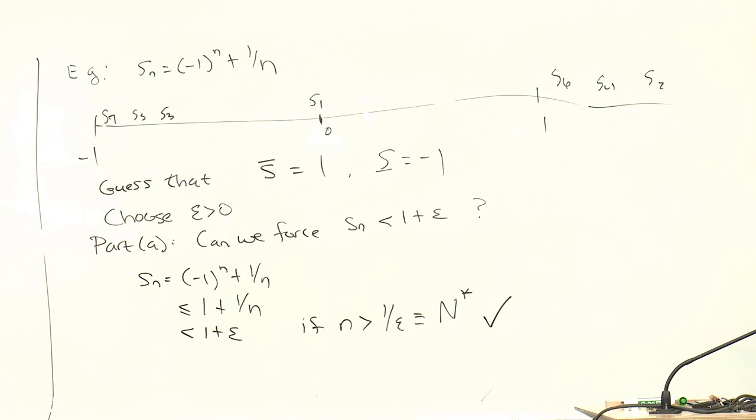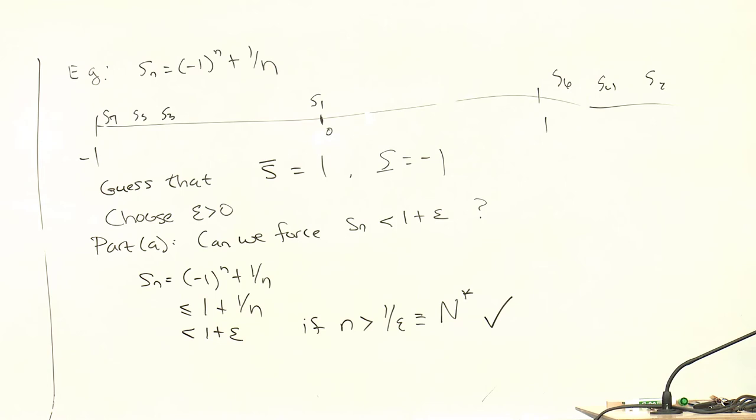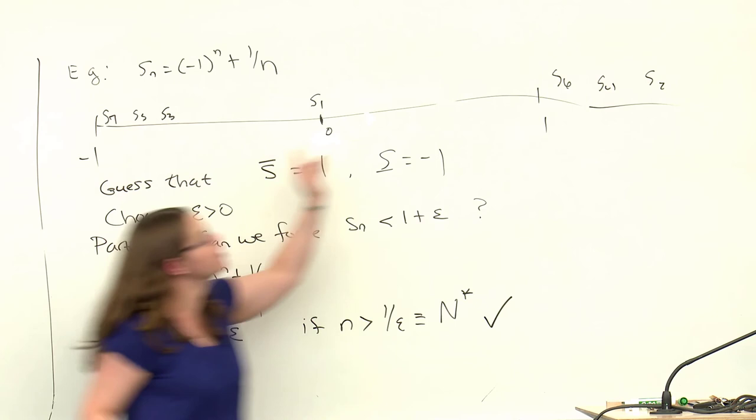Okay, part B. This time, we have our epsilon, and we also get to pick an m, right? Any m that you like, as big as you like. And the sequence, it may be here, it may be way far away from 1. But we need to show that we're going to get back up close to 1 again.